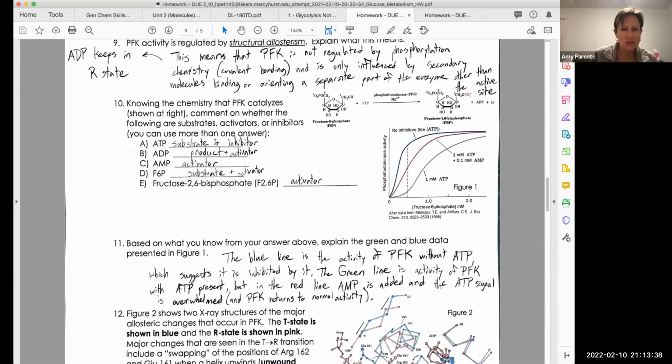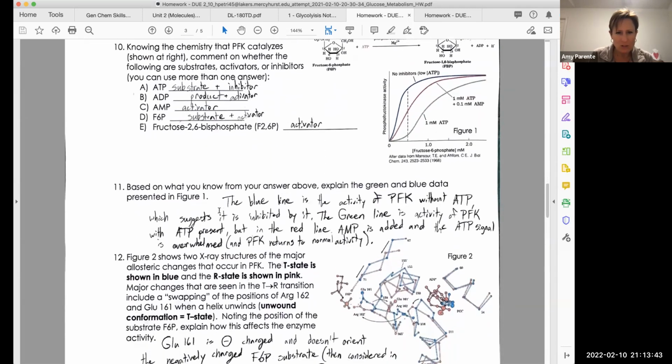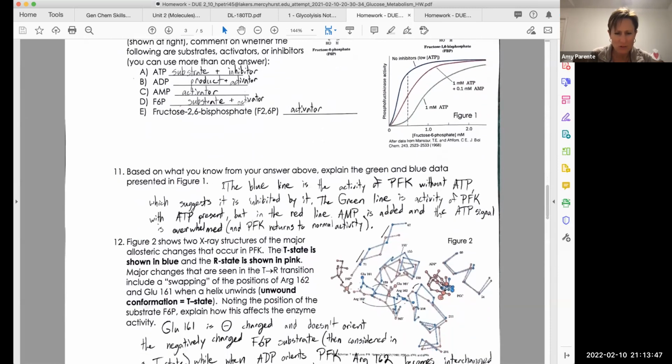All right. So let's see, based on what you know from the answer above, explain the green and the blue data. So I think we explained that, but let me see if his answer is right here. The blue line is the activity of PFK without ATP, which suggests it is... nope, he's wrong here. Maybe I'll just post my key.